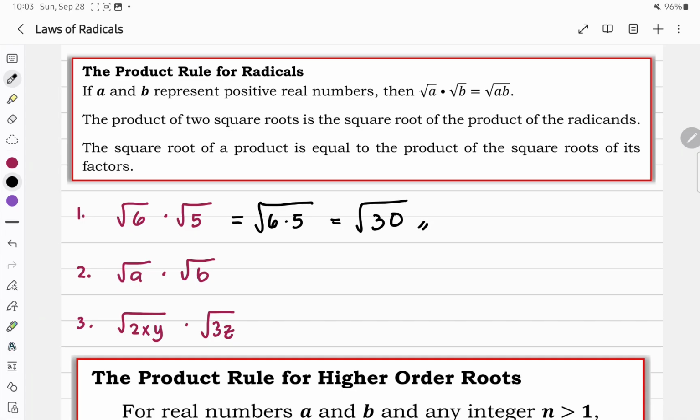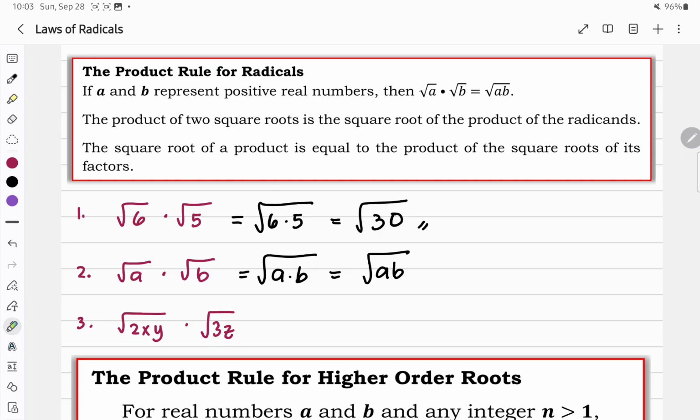Let's look at number 2. You have square root of A times square root of B. Alam natin, ang index ito ay 2. Ang index ito ay 2. So, this will be square root of A times B. And A times B is AB. So, you will have square root of AB. So, kung mapapansin mo, you were just multiplying yung mga radicands.